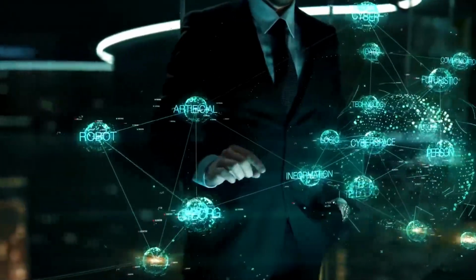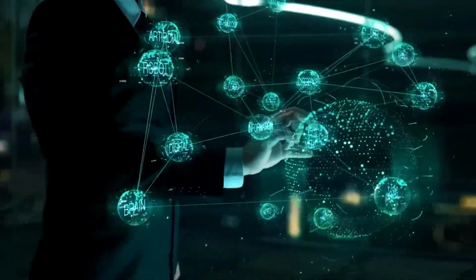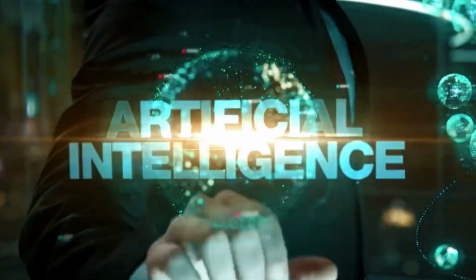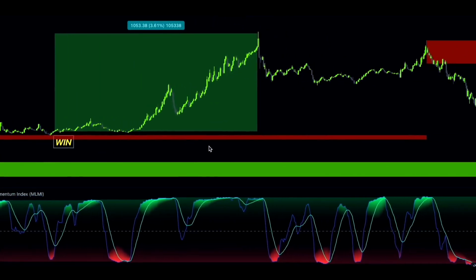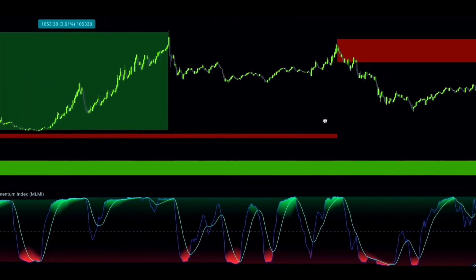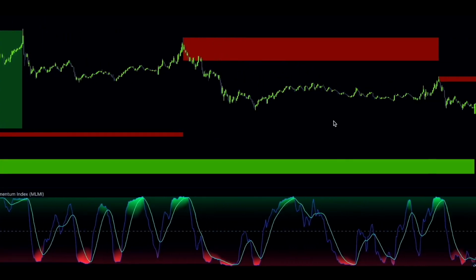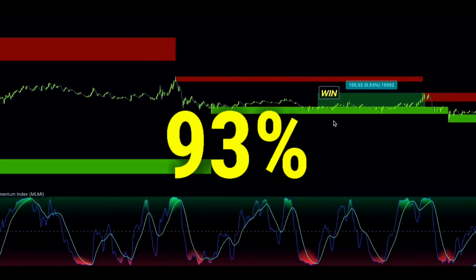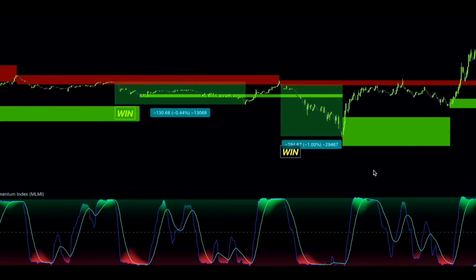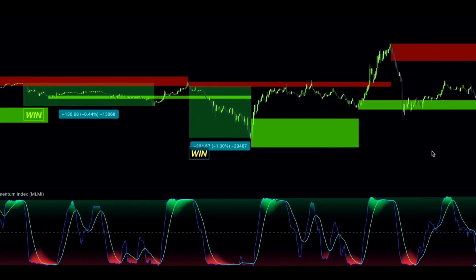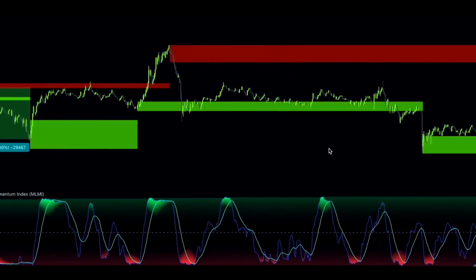I just found an artificial intelligence indicator on TradingView that predicts trend reversals with impressive accuracy. I tested it on Bitcoin's 5-minute chart, and the results were mind-blowing. If used correctly, this strategy can achieve a win rate close to 93%. Pair it with a volume-based support and resistance indicator, and you'll avoid false signals altogether.